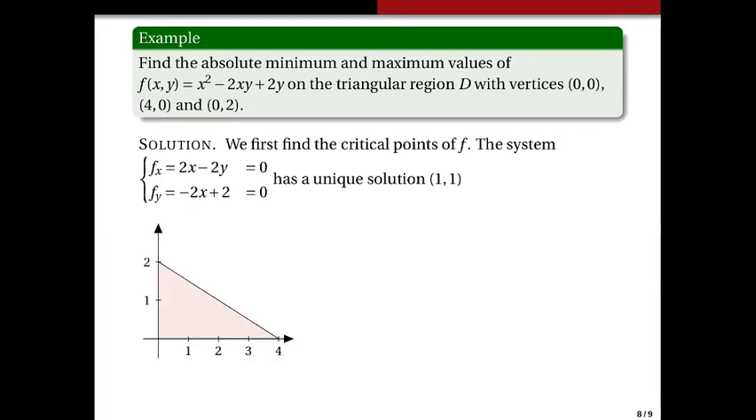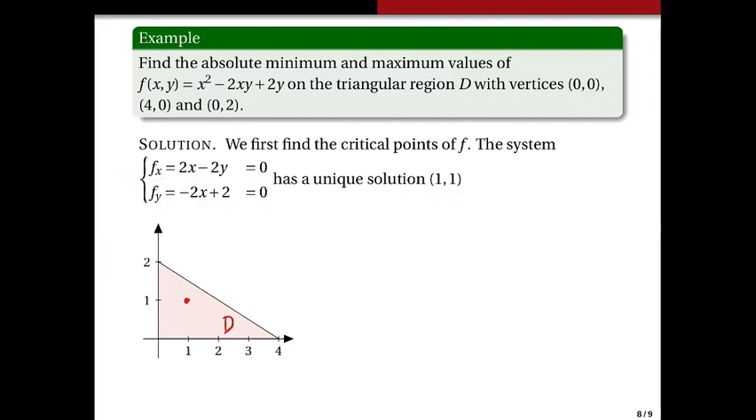So you have here f sub x, that's 2x minus 2y equals 0, and then f sub y, that's minus 2x plus 2 equals 0. If you solve this system, you'll just get one solution, the point (1,1). And this is your region D here. As you can see clearly, the point (1,1) is inside the region D.